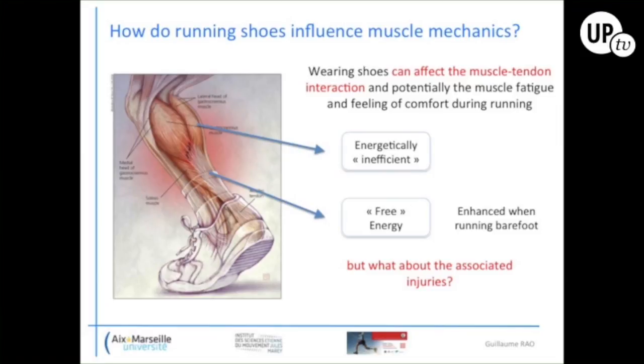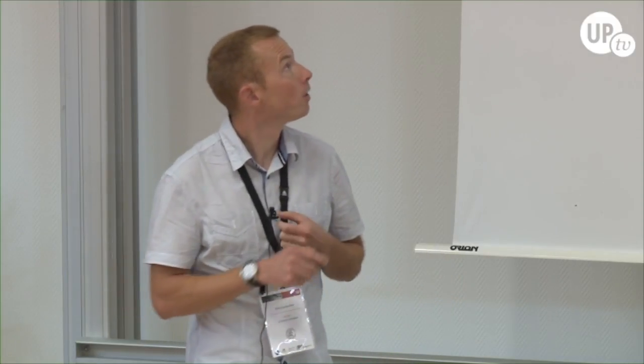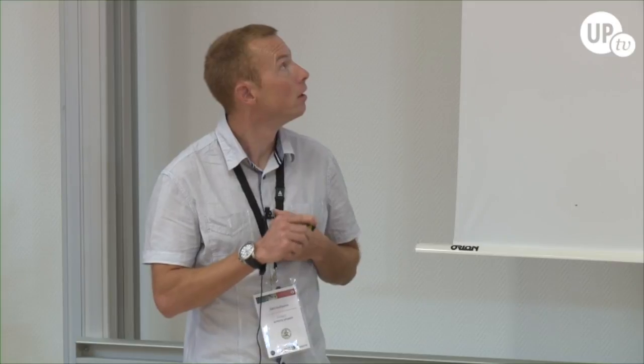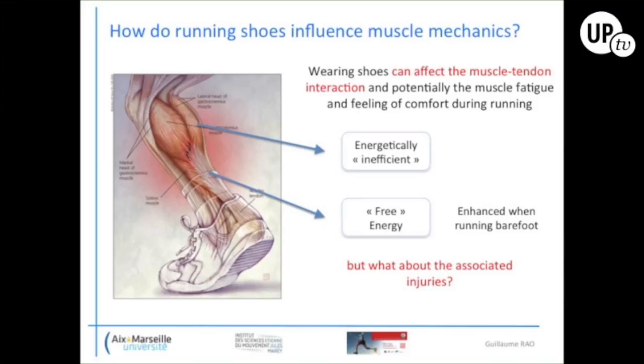From our results, wearing shoes can affect the muscle tendon interaction. And this influence can potentially have an effect on muscle fatigue, as well as the feeling of comfort during the running. Why do I say that? Basically, when you are relying on the muscle to produce a movement, it's energetically inefficient.